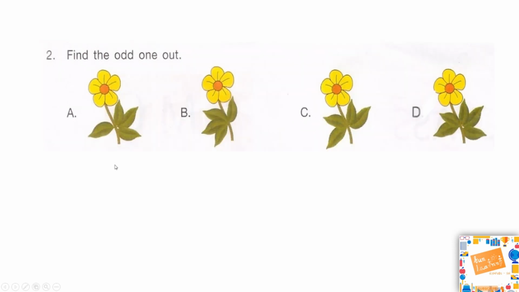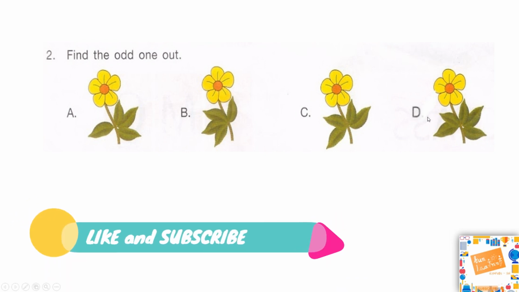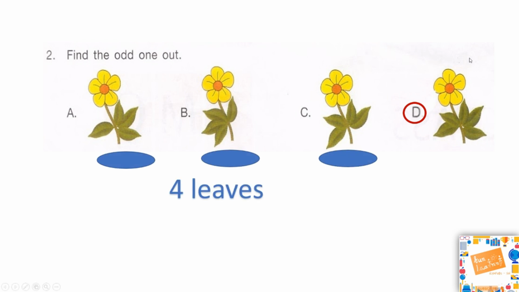Next question. Find the odd one out. Look at these pictures and pick up the odd one. Your time starts now. If you notice carefully, the correct answer is option D because the remaining three figures have 4 leaves each and it is only the option D which has 5 leaves. Hence, that's the odd one out.